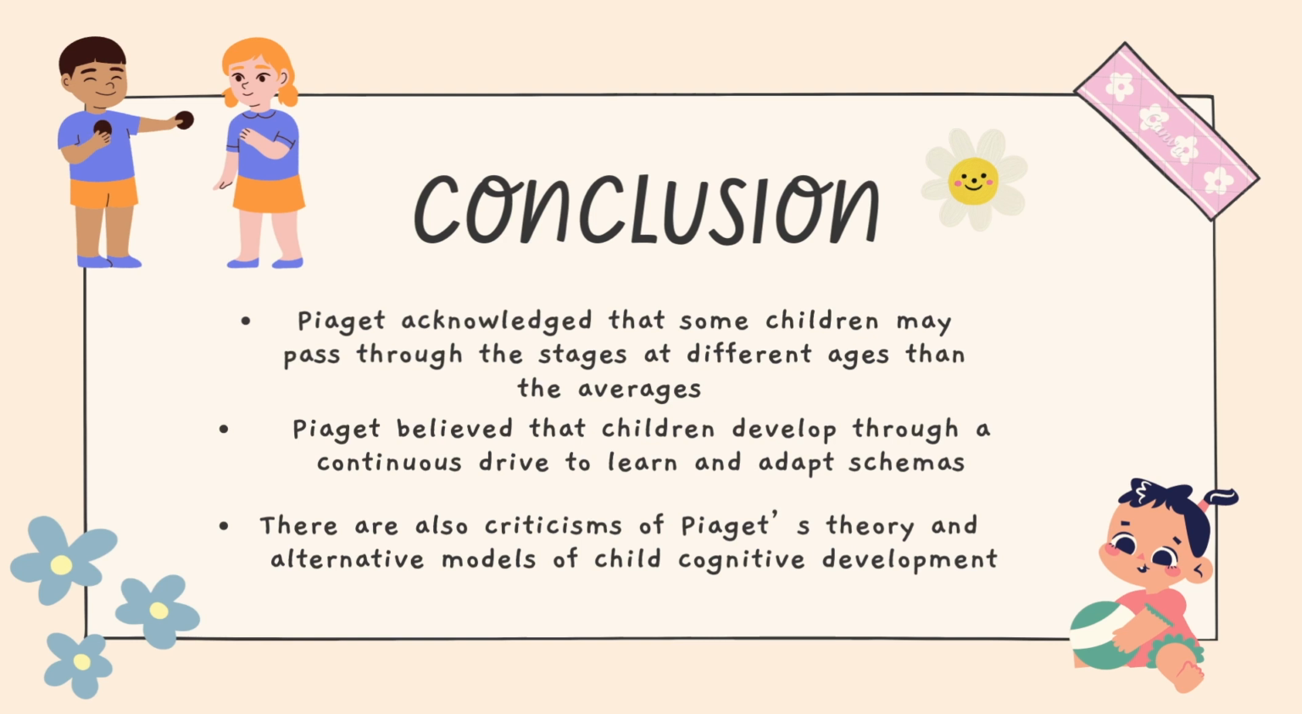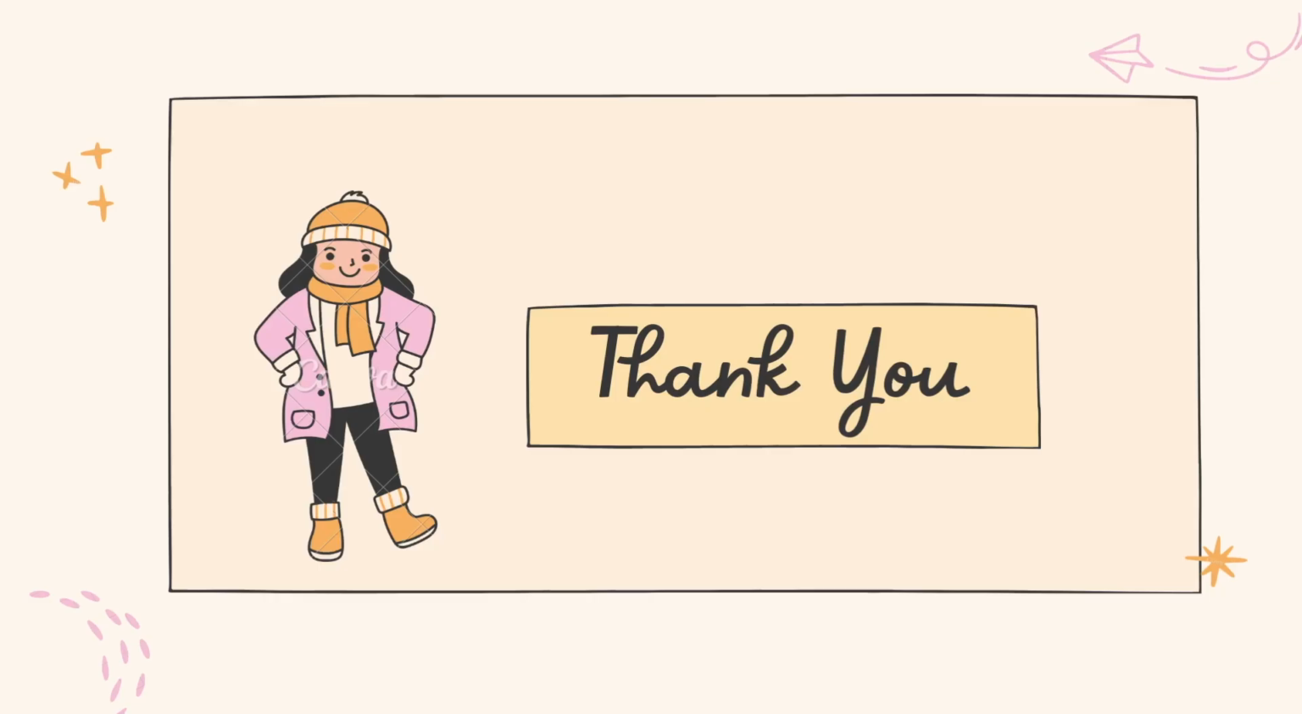Moreover, Piaget believed that children develop through a continuous drive to learn and adapt schema, which are mental templates that help them understand things. His ideas still have a considerable impact on child psychology and approach to education. However, there is also criticism of Piaget's theory, as well as alternative models of child cognitive development that also come from the 20th century, such as the ideas of Lev Vygotsky and Maria Montessori.